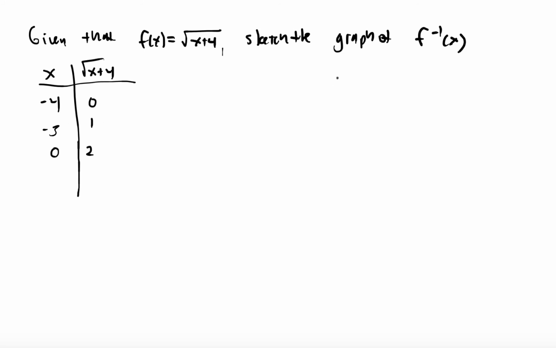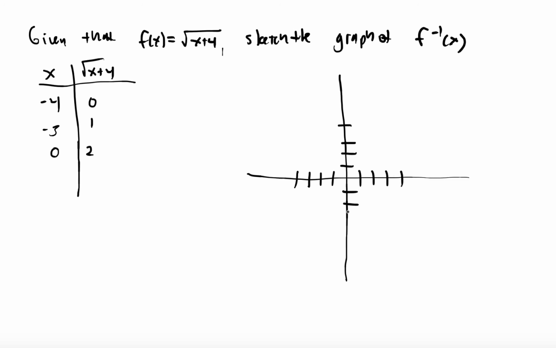And we can certainly sketch this graph. At this point, we should know what the graph of the radical function is. This is the graph of the radical function that is shifted to the left 4 units. So I'll go ahead and draw this in blue. So we got -4, 0, -3, 1, 0, 2, and obviously we can keep sketching a couple more points here, but we're going to get this square root graph.